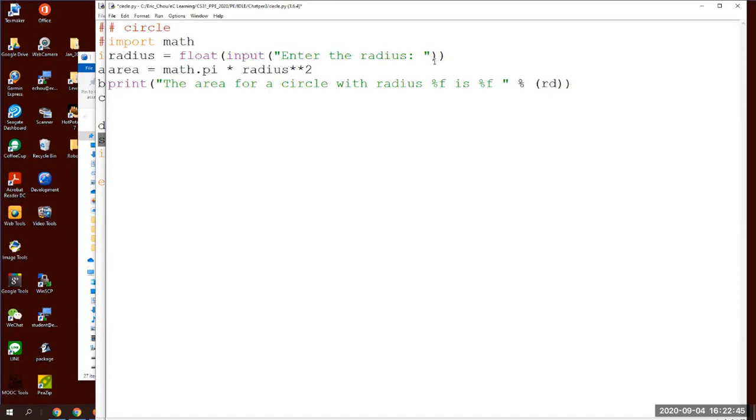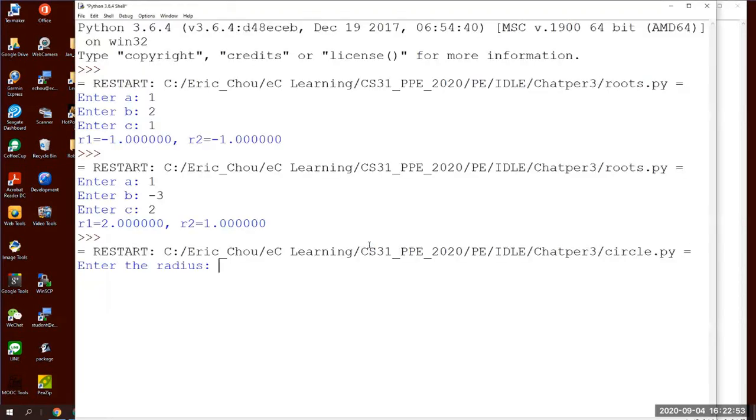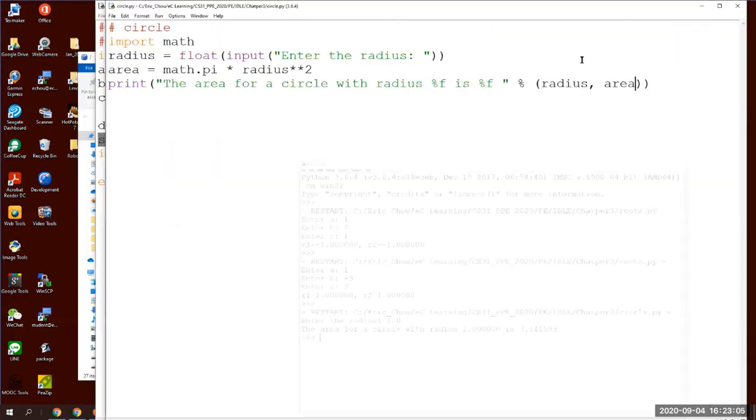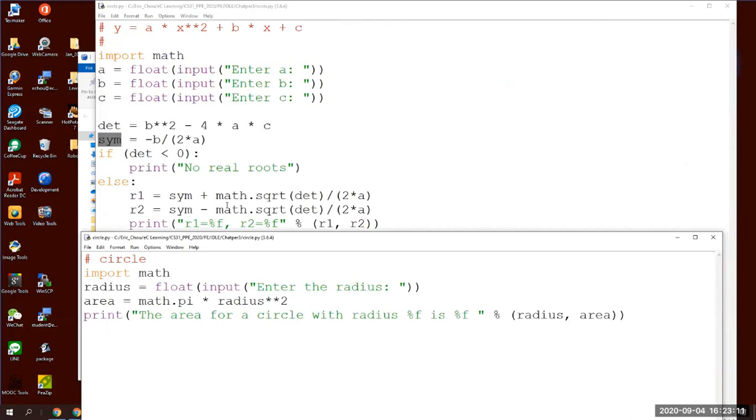Put your radius over here. Put your area over here. And we can run. Okay, so radius 1. Is okay so far? Any question? No. So this one we talk about the square root function, right?